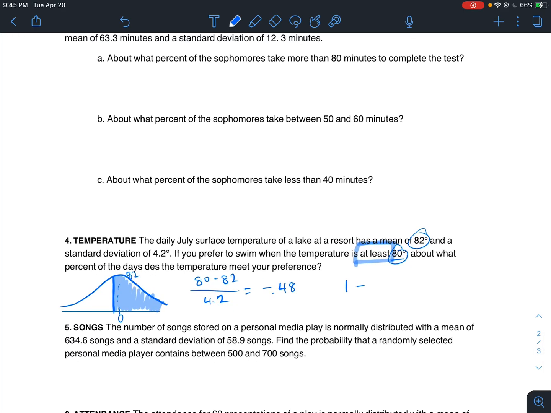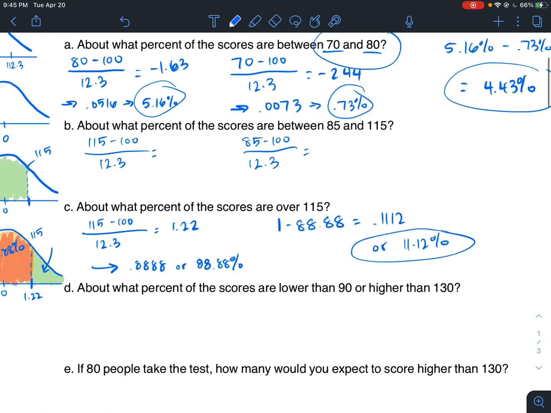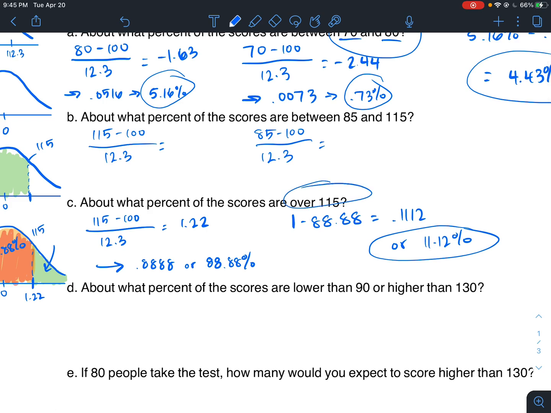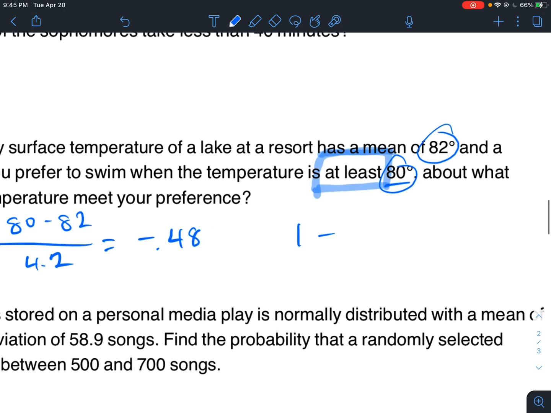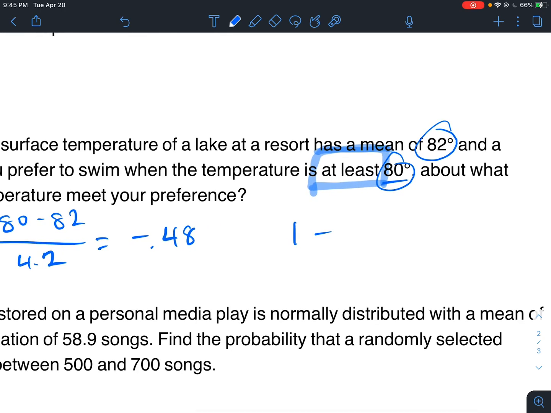So it's the same thing as up here for scores that are over. Like right here, what percentage of scores are over 115? Another way of saying this is, what percentage of scores are at least 115. So at least is just another way of saying more than.